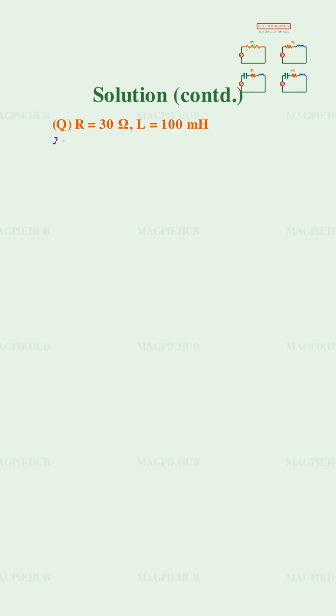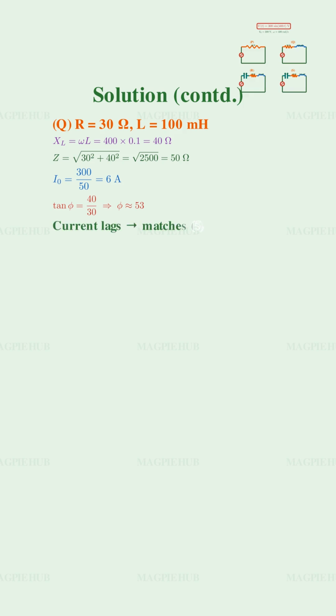For configuration Q, R equals 30 ohms and L equals 100 millihenry. Inductive reactance XL equals omega L equals 400 times 0.1, that is 40 ohms. Impedance Z equals square root of 30 squared plus 40 squared, which is square root of 900 plus 1600 equals 50 ohms. Peak current I0 equals 300 over 50 equals 6 amperes. Phase angle, tan phi equals 40 over 30, giving phi approximately 53 degrees. Current lags the voltage. This matches waveform 5.